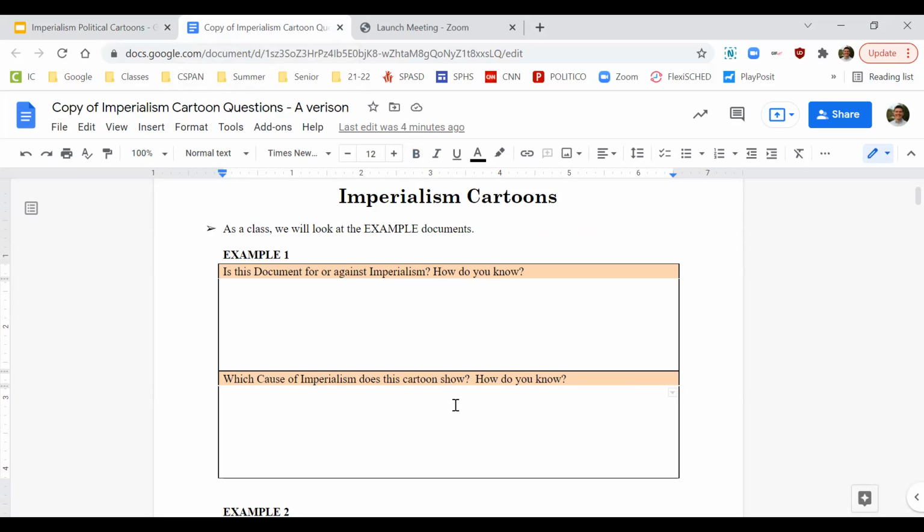Just to quickly write here, just to remind ourselves, what are the 4 causes of imperialism? There's military, cultural reasons, political, and economic. It is possible that some of these cartoons might show more than one. If that's true, that's okay. So let's look for, is the document for or against imperialism, and which cause it might show.